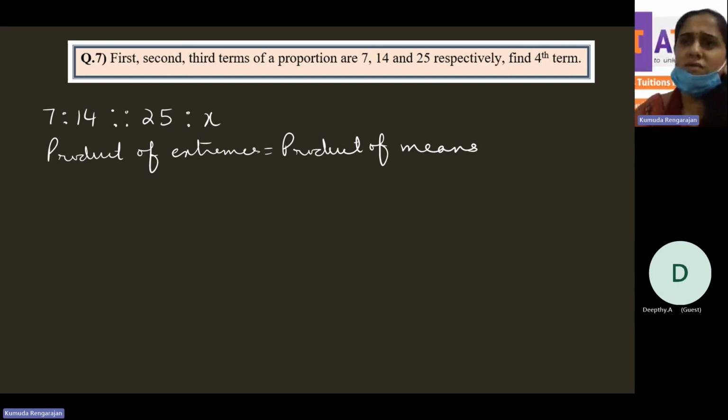Half yearly will be in November, no? Oh. Oh. Okay. Till 5th.